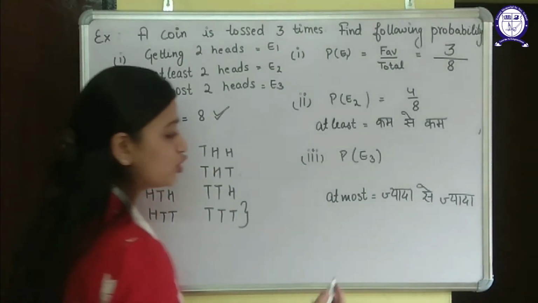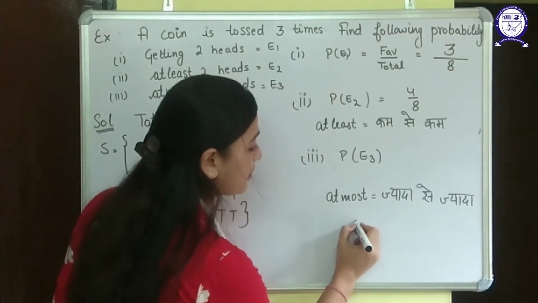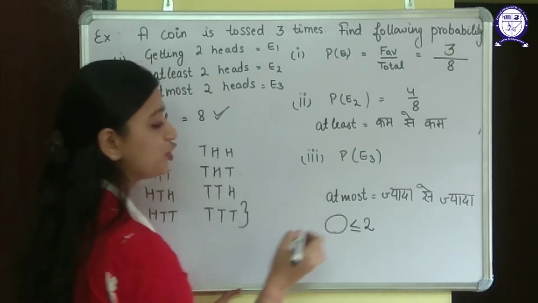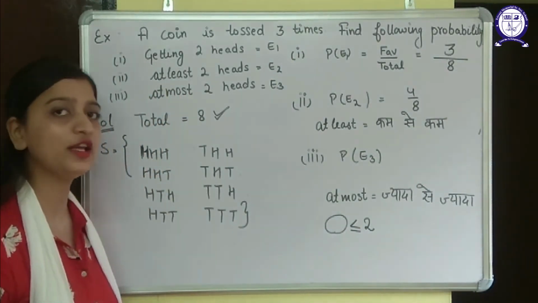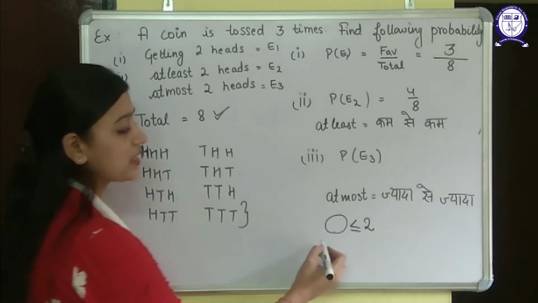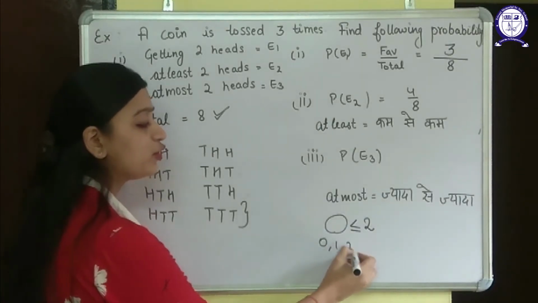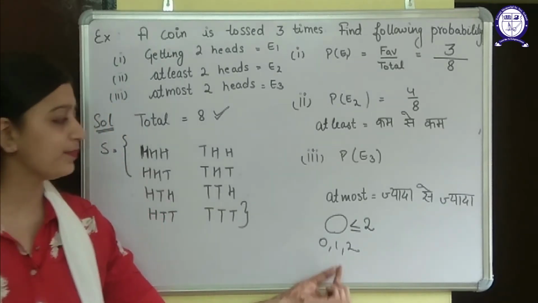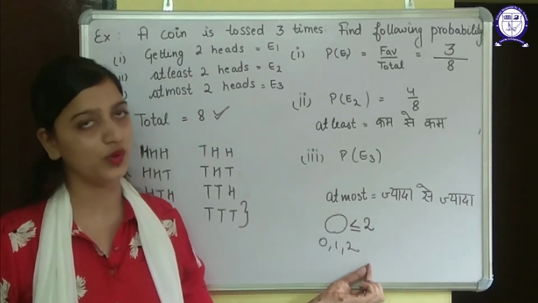It says at most 2, so that means a number less than or equal to 2. The number here should be either less than 2 or equal to 2. So the numbers are 0, 1 and 2 only. So I will take 0 heads, that means no head, only 1 head or 2 heads.